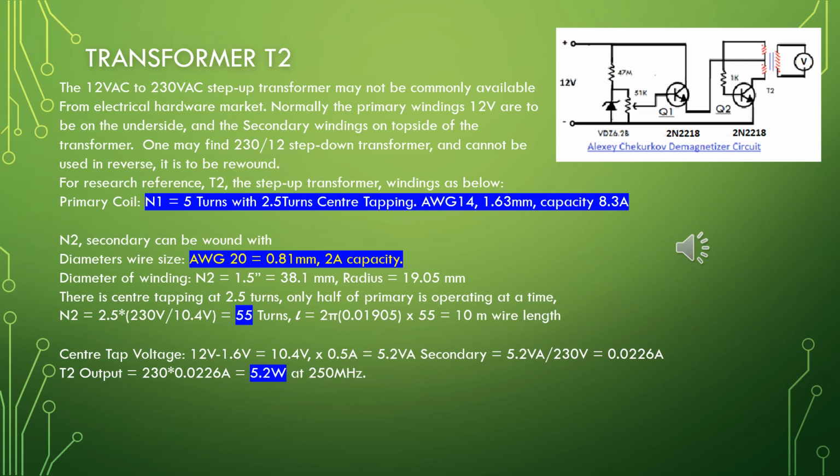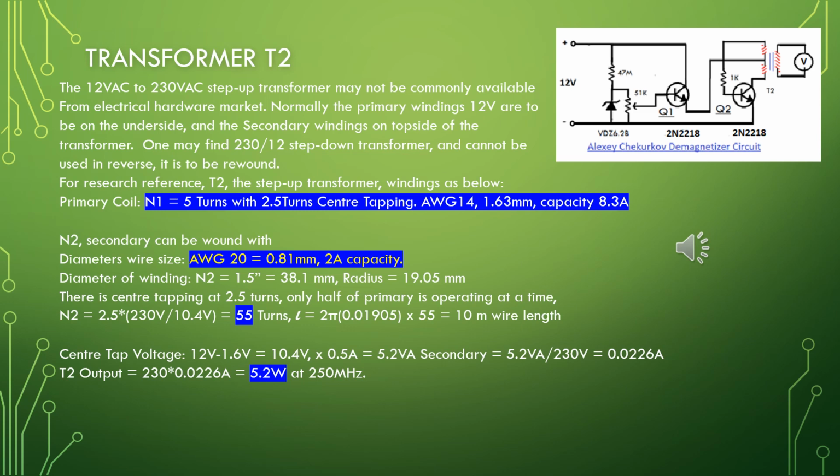Primary coil N1 equal to 5 turns with 2.5 turns center tapping. AWG14 1.63 mm. Capacity 8.3 ampere. N2 secondary can be wound with diameter wire size AWG20 equal to 0.81 mm, 2 ampere capacity. Diameter of winding N2 equal to 1.5 inch equal to 38.1 mm. Radius equal to 19.05 mm.